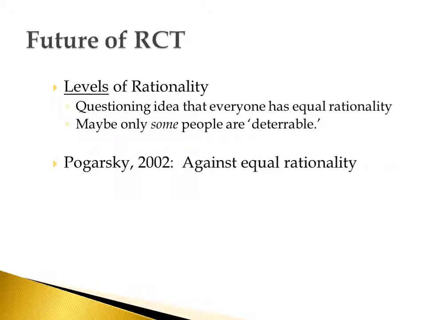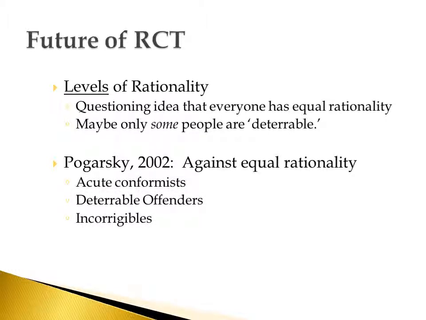The person most responsible for going forward with this future area in rational choice theory is a criminologist named Eric Pogarski. And in a really influential paper that he wrote in 2002, he makes a pretty compelling argument against the idea that everyone has an equal ability to make rational decisions. Essentially what he does is he divides most people in the population up into three basic groups: acute conformists, deterrable offenders, and people that he calls incorrigibles.